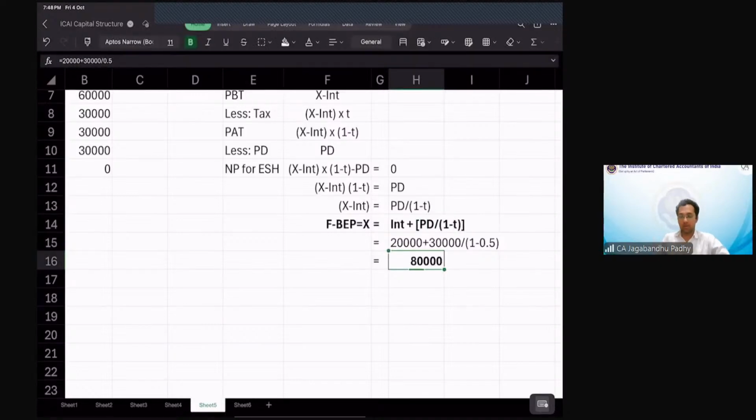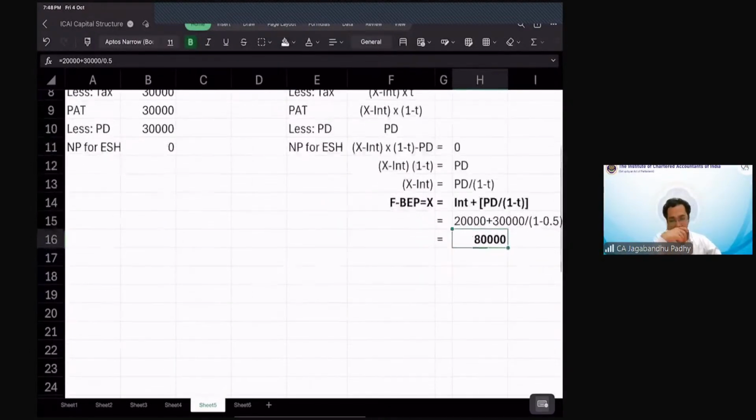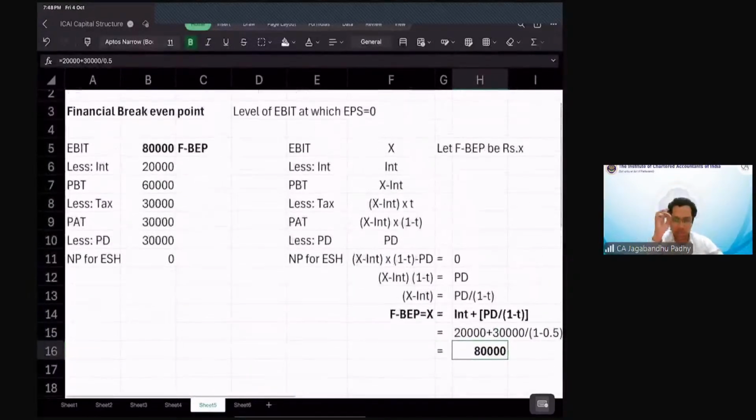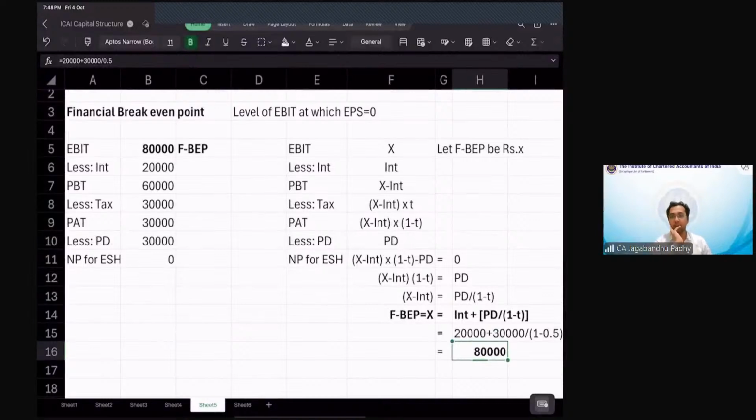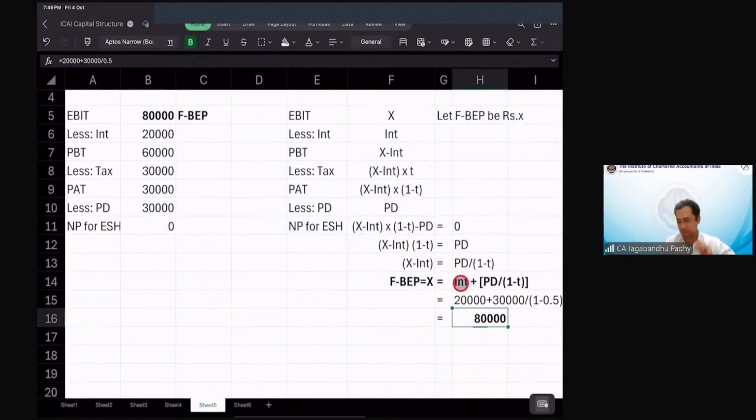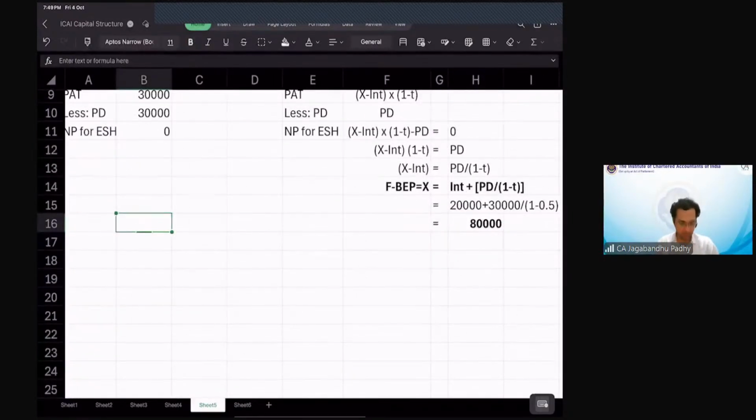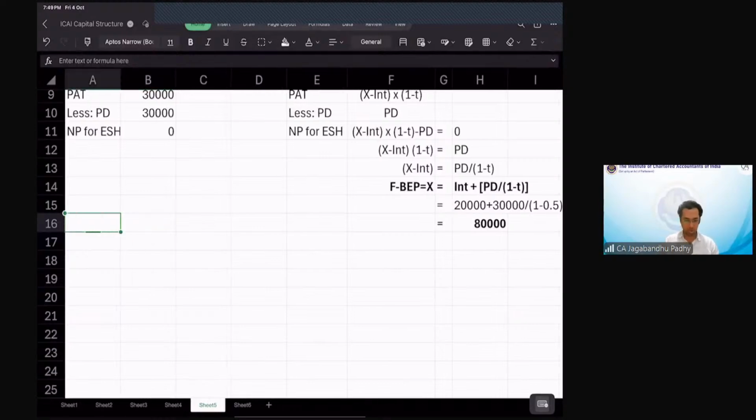Okay. So we have got the financial break-even point here to be 80,000. Now, what is the use of calculating this financial break-even point? Do you agree that each of the plans will have a different financial break-even point? Each of the 3 plans will have a different financial break-even point, yes or no? Each plan will have a different amount of interest and a different amount of preference dividend. Of course, each plan is going to have a different financial break-even point. Now, if we have, let us say, 3 plans, okay?